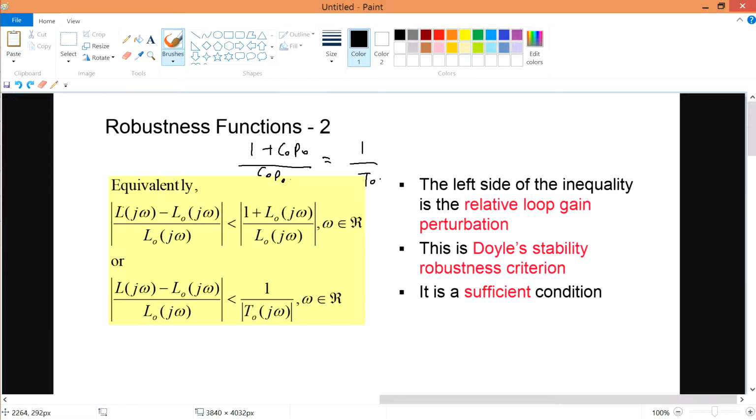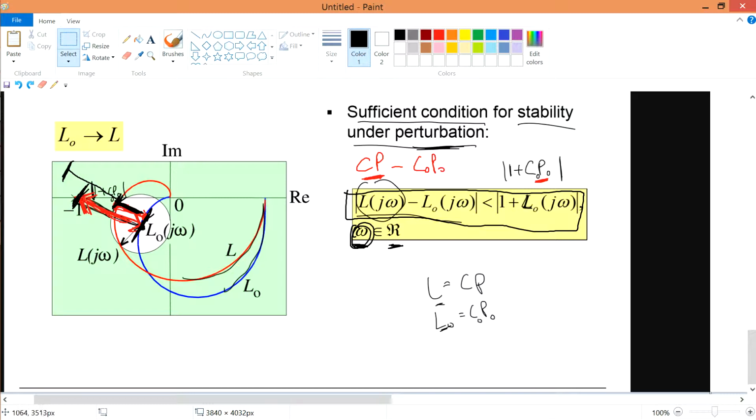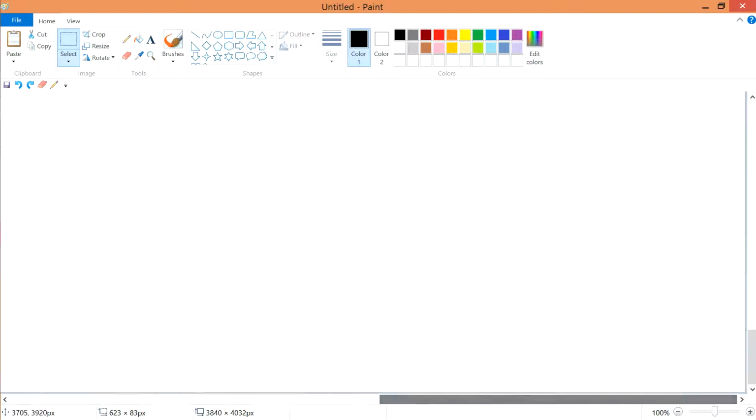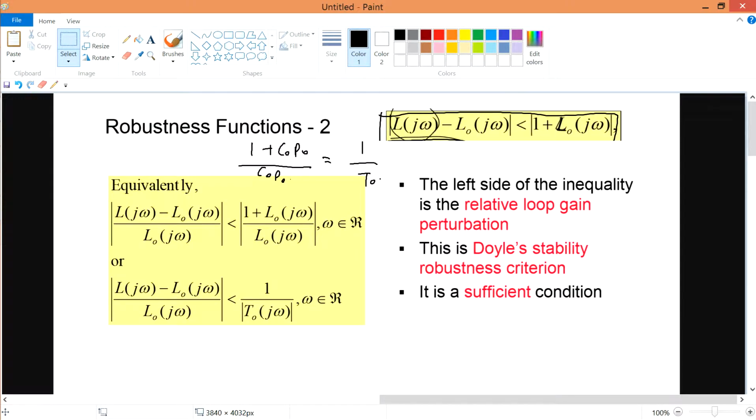This whole thing is a continuation from the previous part, which is this one. If I were to copy this and paste it over here, it's exactly the same thing. This is the condition, same thing as this, except we have this thing over here.